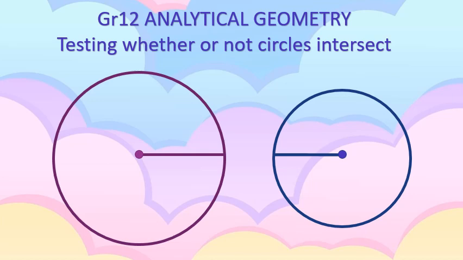You are going to love this concept today. It's just too cool for words. We're going to see whether or not circles intersect in analytical geometry. We're going to be able to tell using the distances between their radii, comparing them, adding them, subtracting them. It's amazing. Let's consider this situation.